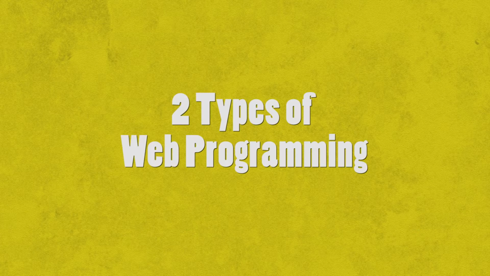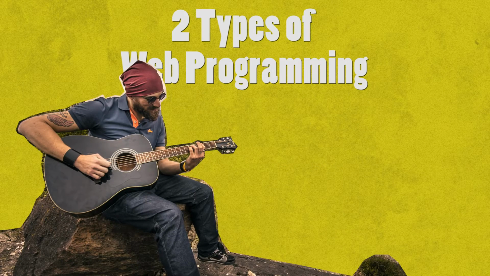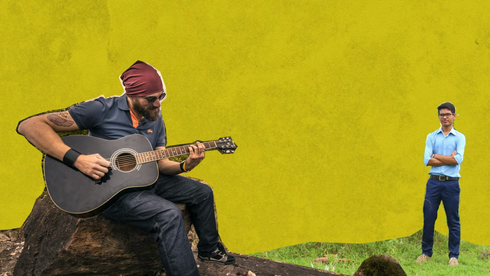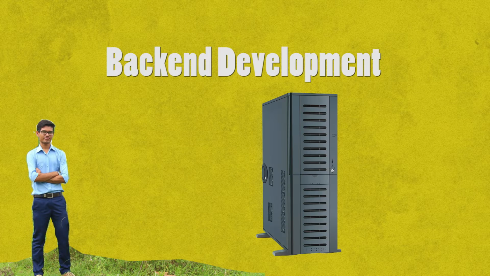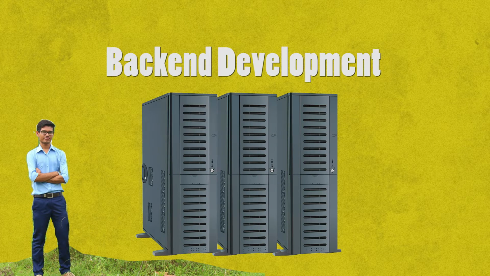There are two types of web programmers, the front-end developer and, not surprisingly, the back-end developer. When you're just getting started, it is much easier to start as a front-end. But let me start with explaining the backend. The backend developer writes applications that run on a web server.